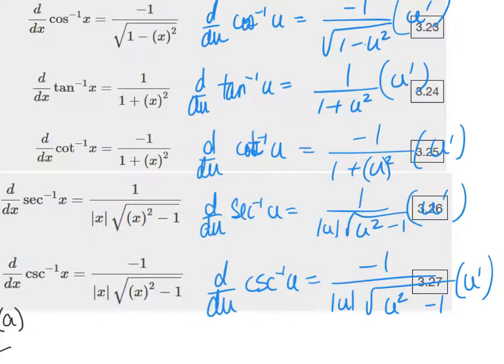So if your angle is not x, if your angle is not theta, if your angle is not linear, then you have to do the chain rule. I'll give you a moment to write all those down, and then we're going to do some derivatives, and then we're going to go into the next section.